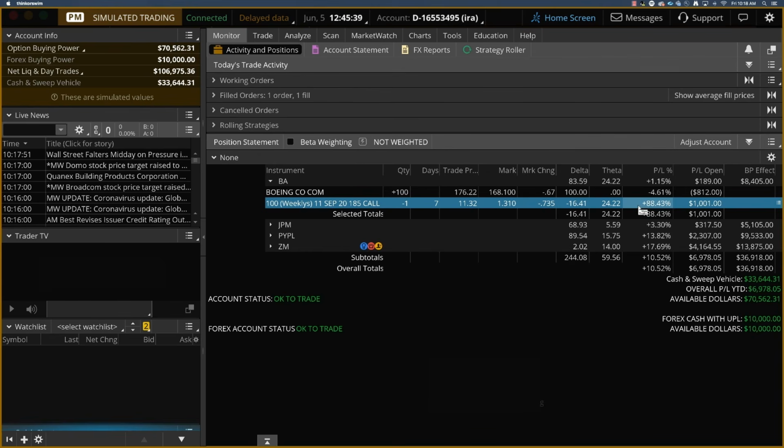So what that really means is, if the paper money account were to exit this option, it has about 88% or $1,001 of the $11.32. So in this case, the investor now could decide, do they want to stay in this option? Well, what would make them consider to maybe potentially stay in?